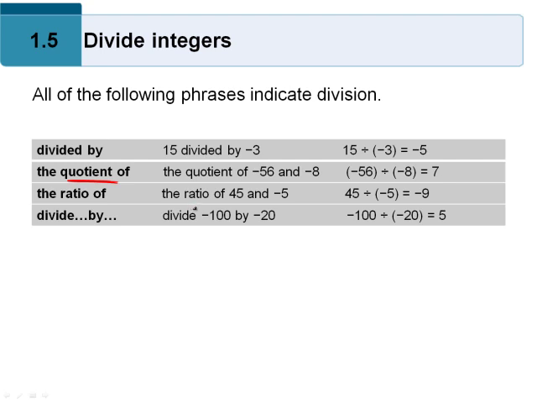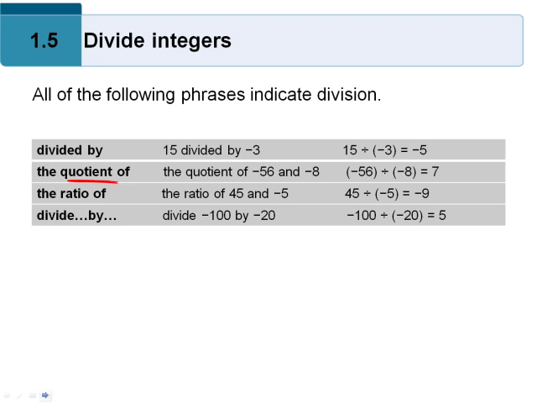The ratio of 45 and -5, you would have 45 divided by -5, so the order stays the same, equals, and the signs are different, so we get a -9. And then divide something by something else, like say we want to divide -100 by -20, you just write it in that order. So the nice thing about division, all of these phrases, the order stays the same. -100 divided by -20 would give me a +5.